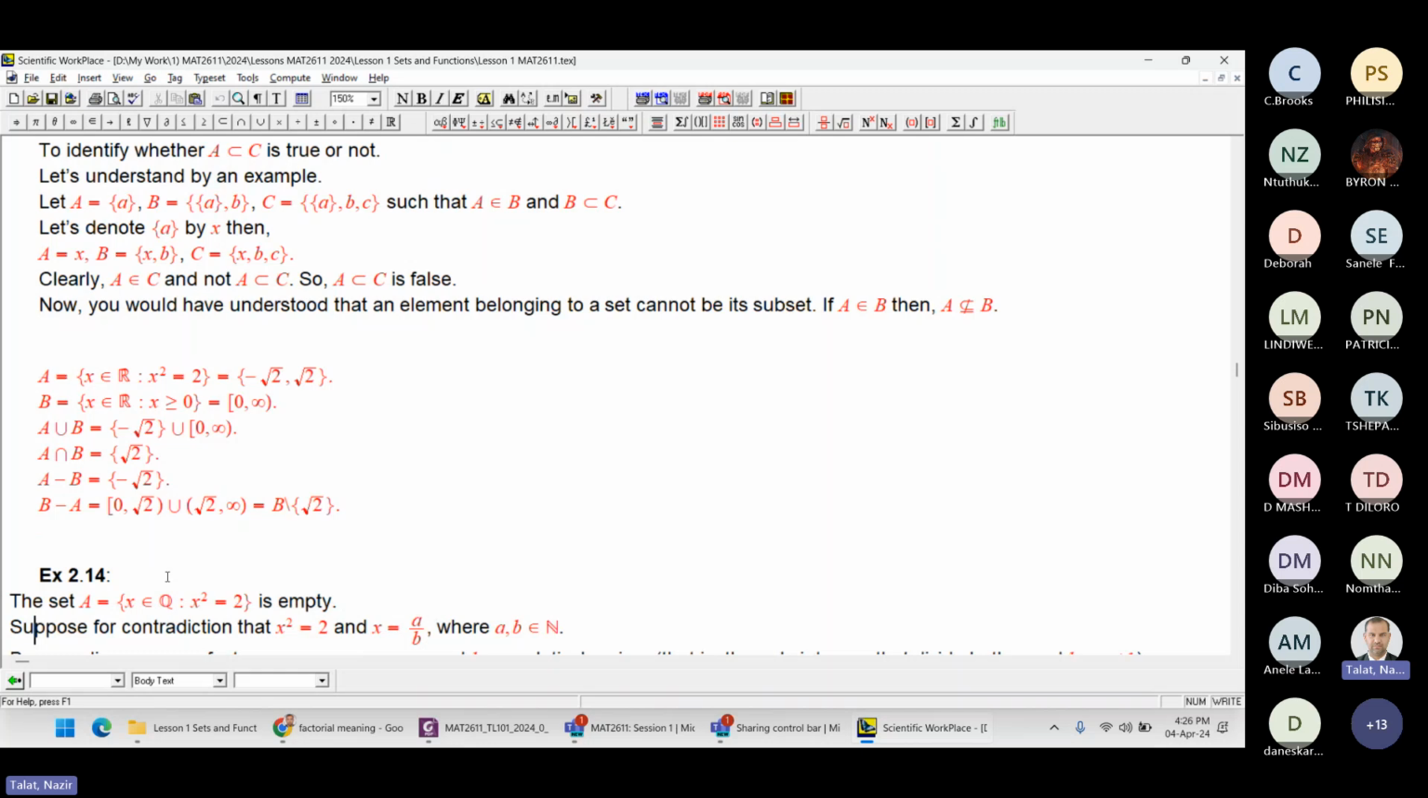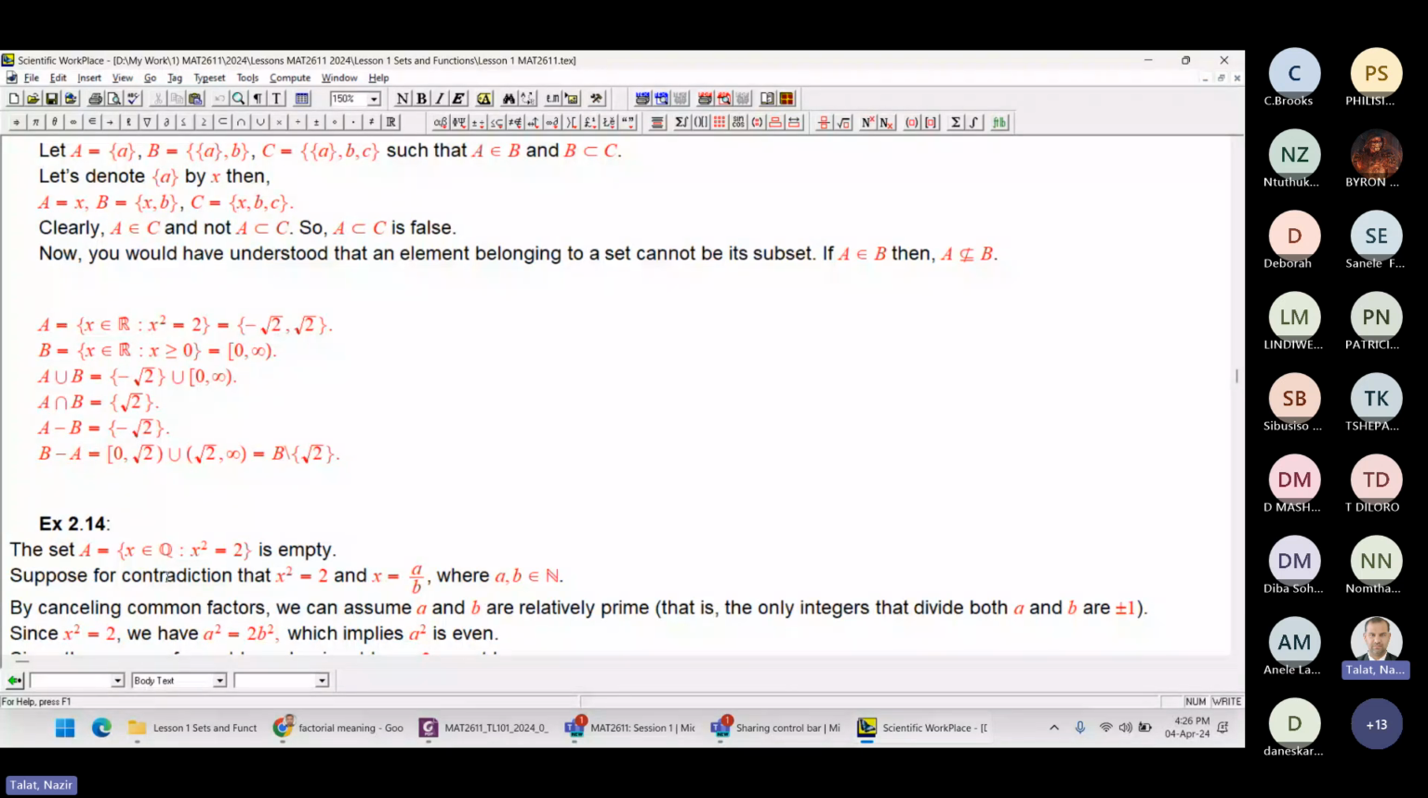And also there are some other sets, like one can see some examples, like A contains all elements x belonging to Q whose square is 2. Q is the set of all rational numbers which can be written in the form of p over q. This set is an empty set. So we can make a certain proof of that mathematically, for instance, using the contradiction method of mathematics.